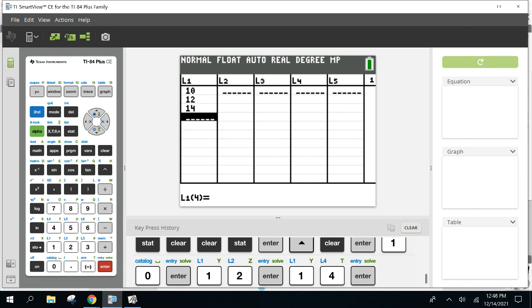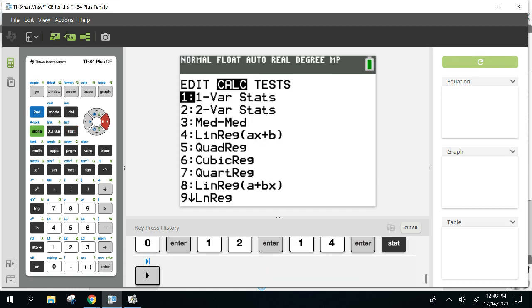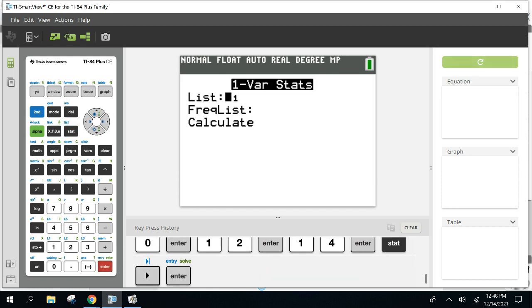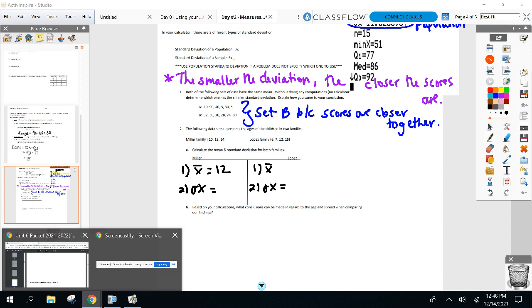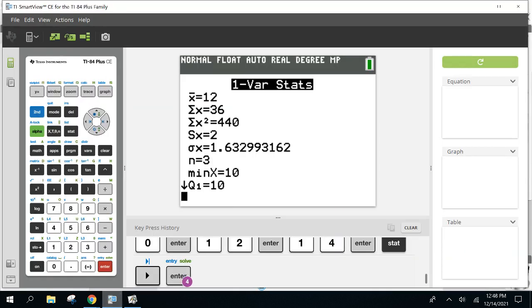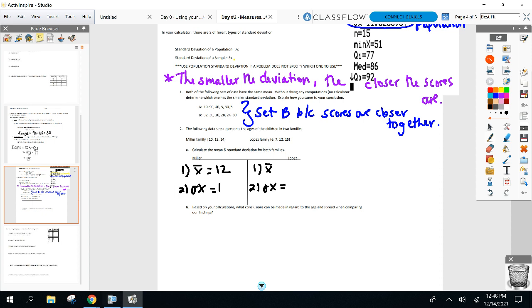So 10, 12, 14, stat, calculate, 1-bar stats, L1, perfect. Okay, so the median is 12. The mean is 12. Let's go nearest 10th here. Standard deviation, 1.6. Notice how small that number is. Why? Because they're close together. You're darn right. So hopefully our prediction when we find the Lopez standard deviation will be more than 1.6. So let's do it for the Lopez.